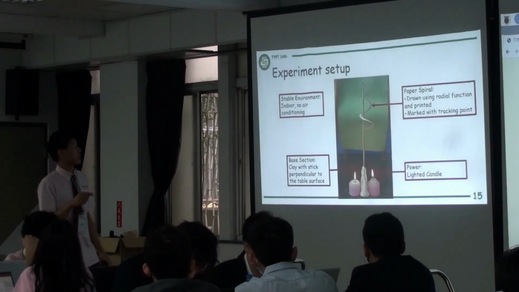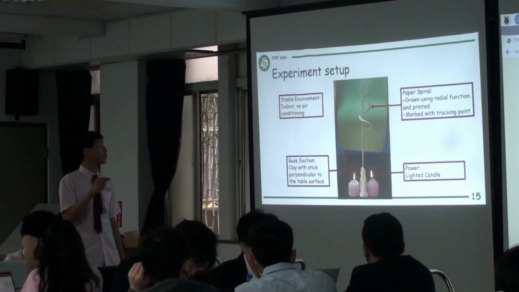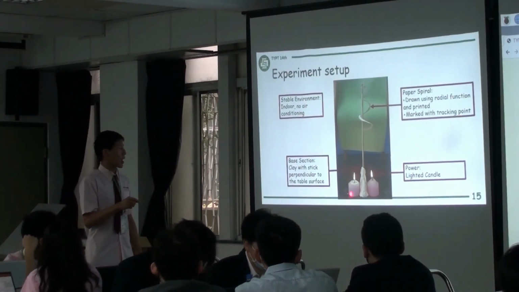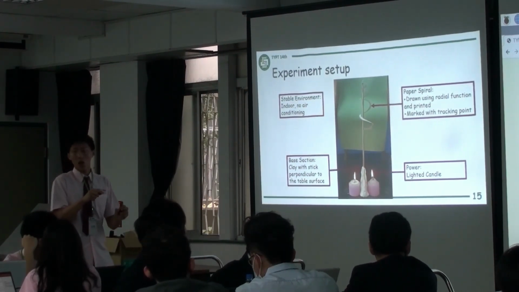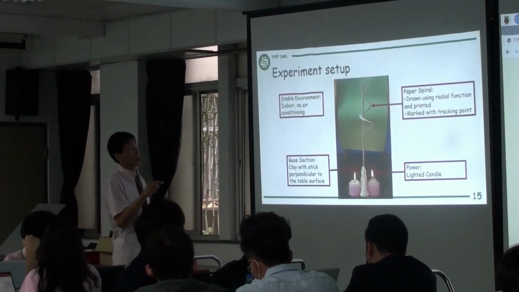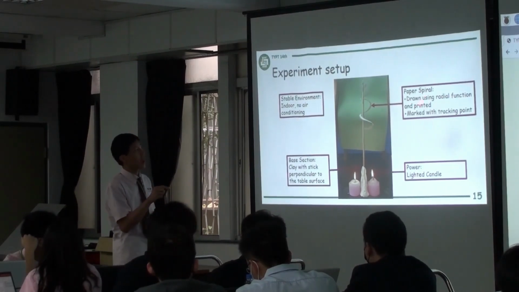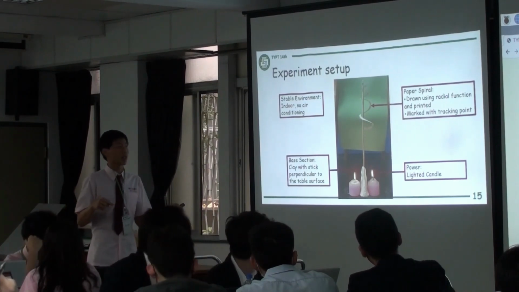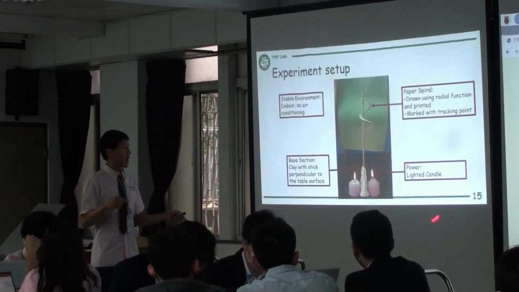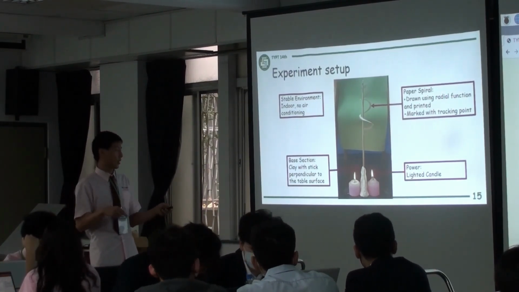Okay, so this is our experiment setup. We are in a stable environment, indoor, no air conditioning, and we use this stick and stick it to the table when we put the paper spiral on it. We mark the paper spiral with a red dot to track the angular velocity with Tracker, and we have a power source, which is the lit candle.